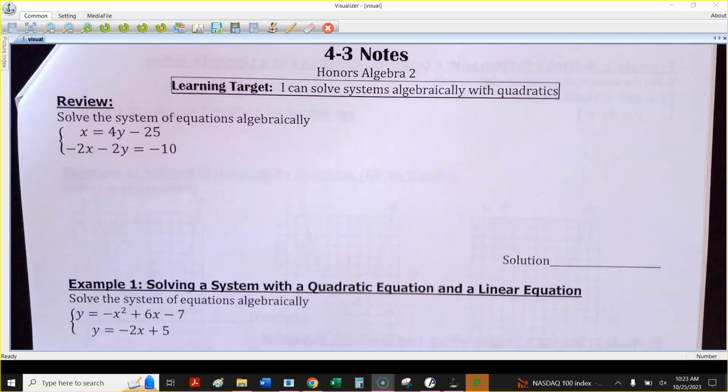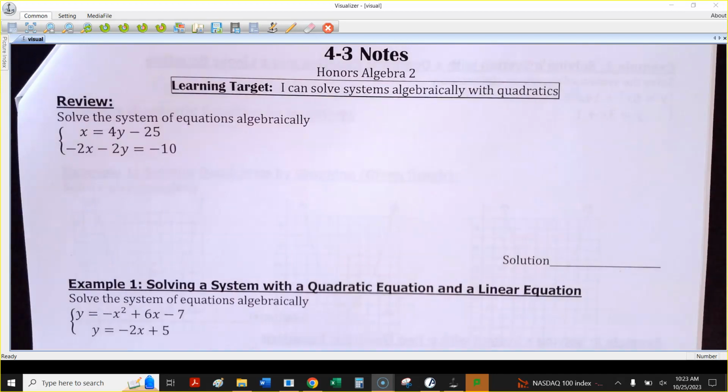Let's just review how to solve a basic system that has two lines in it. So I've just got two linear equations here. The highest power of x is just one, just a plain x. I don't have anything squared, right? So I've got x equals 4y minus 25 and negative 2x minus 2y equals negative 10. Can anybody remember how they might go about solving that?